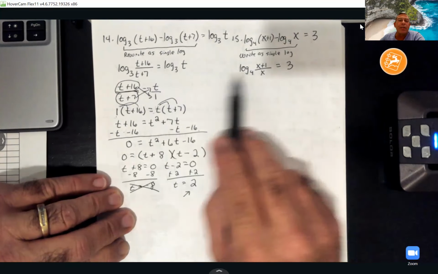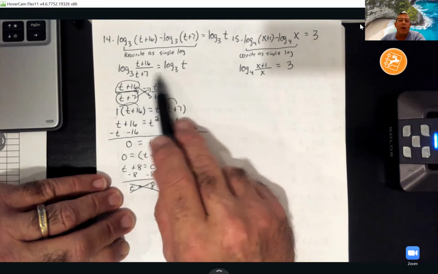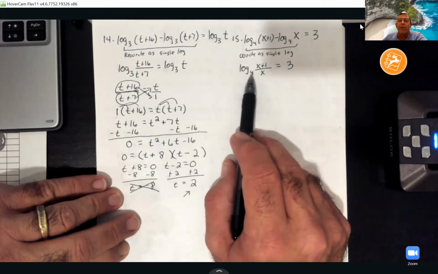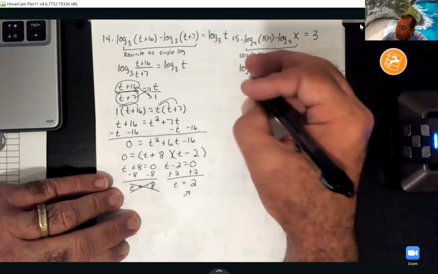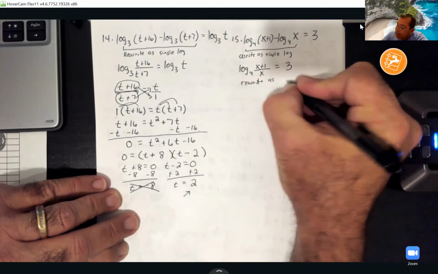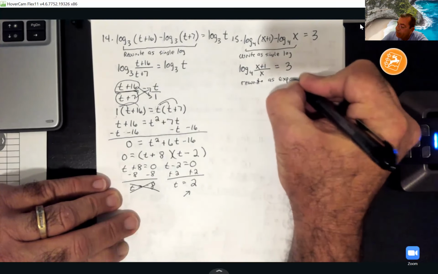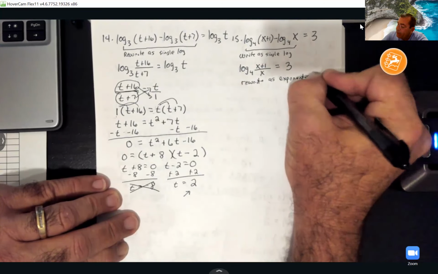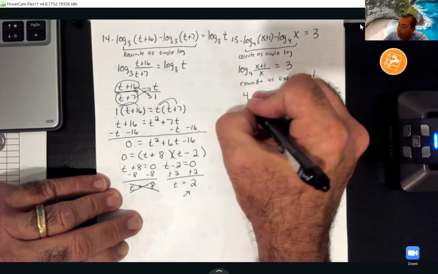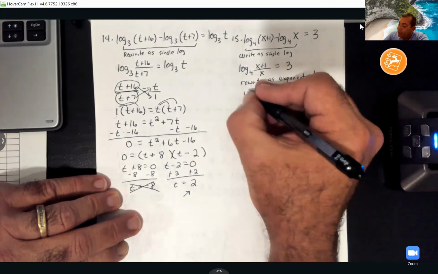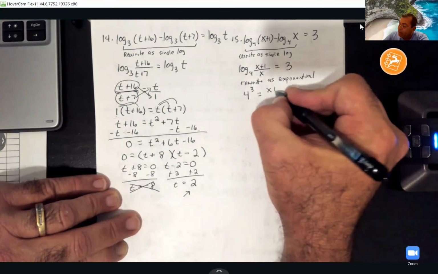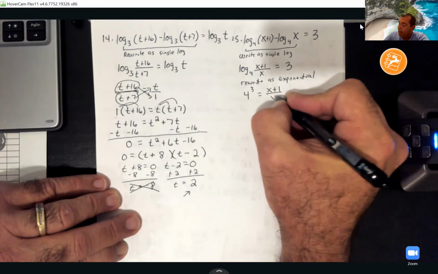So what happens on this one? See, over here I had the 2 logs, so I could set everything equal. Over here, we just got 1 log equal to a number. So this one, we're going to rewrite as exponential. Well, this time we got a base. Our base is 4. Our exponent is 3. And 4 to the third has to equal the x plus 1 over x.